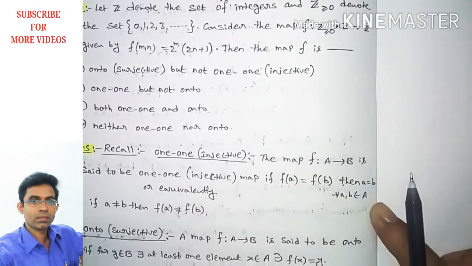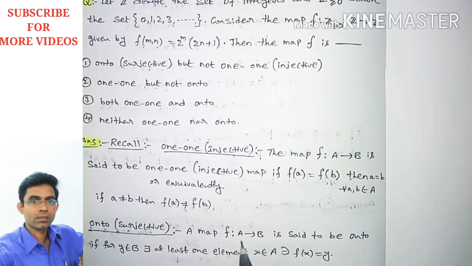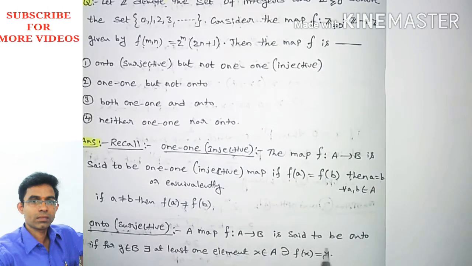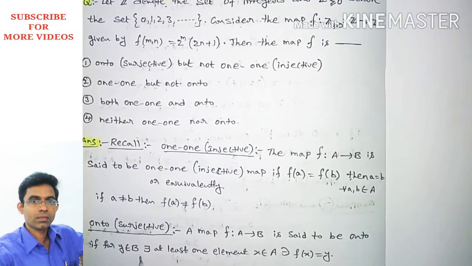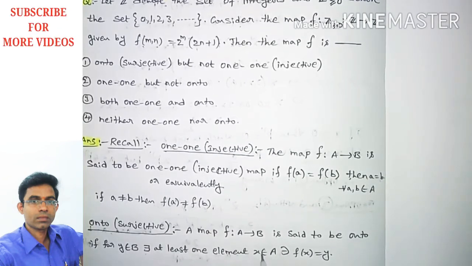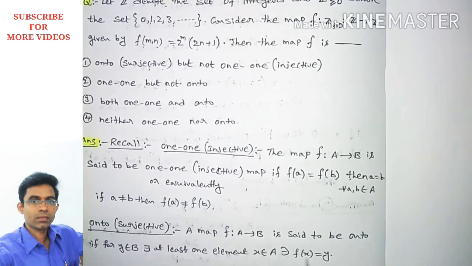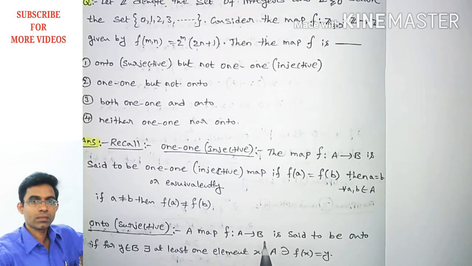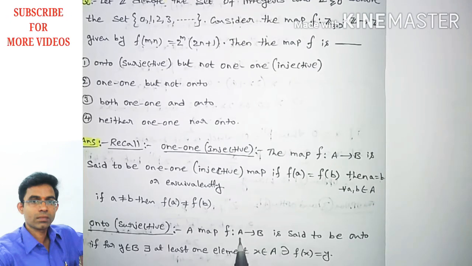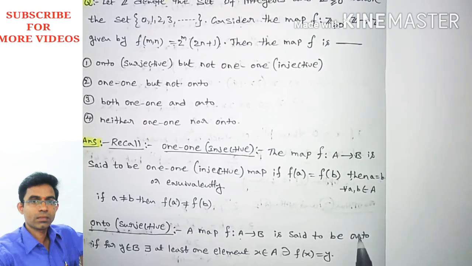Now we have the surjective mapping definition, that is the onto mapping definition. A map F from capital A to capital B, where A and B are two non-empty sets, is said to be onto if for every y belonging to capital B, that means in the codomain we take every element y belonging to B, there exists at least one element x belonging to capital A, that means at least one element in the domain A, such that f of x is equal to y. That means every element in the codomain B has at least one pre-image in the domain A. Then we say that the mapping is surjective or onto.